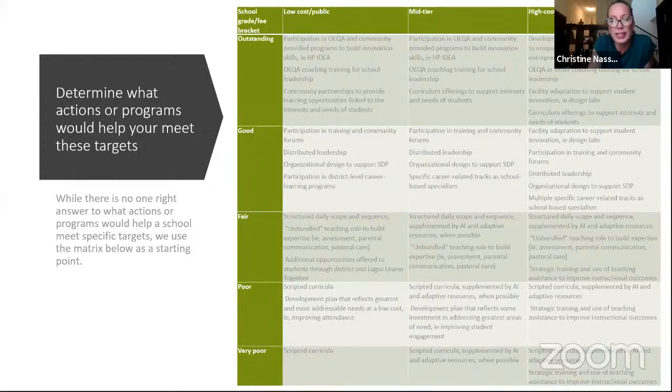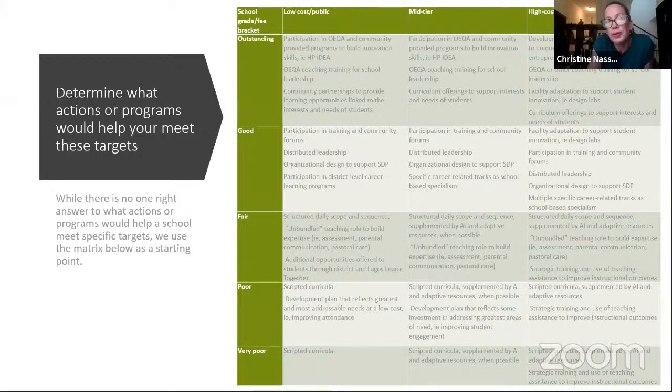What makes sense in your context? You know, if you're at a school with a large budget, you may be able to hire an instructional coach to support your teachers. But if you're at a school with a small budget, you might need to think about looking for free training opportunities that are aligned to teaching and learning, since that's your top priority.